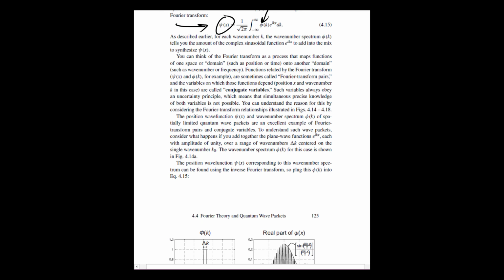A little terminology before we put some numbers into this. The Fourier transform is often referred to as mapping functions from one space or domain, such as position, to another domain, such as wave number. The functions in those two domains, if they're related by the Fourier transform, are called Fourier transform pairs, and the variables on which the functions depend are called conjugate variables. Whenever you have conjugate variables, they always obey some form of uncertainty principle, and that means you cannot know precisely both variables at the same time. And you can see that in action in the remainder of this section.